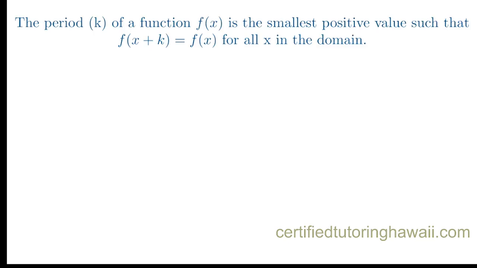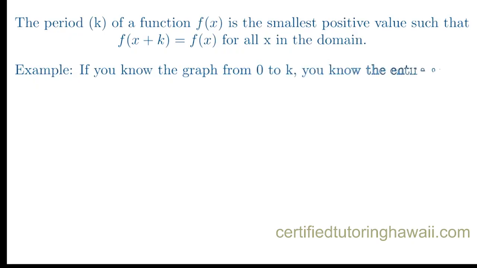Knowing the period is powerful because it tells you that the function's behavior is entirely determined by any interval of that length. For example, if you know what a periodic function does over a period from x equals 0 to x equals k, you know what it does everywhere. You can use this cycle to predict what the function will do at any other time, or to recreate the entire graph by repeating the pattern.